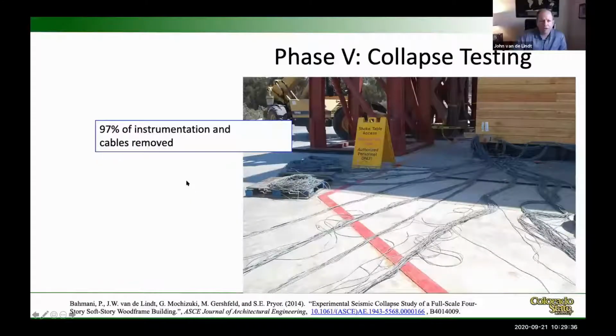So I want to jump to collapse testing. We tested 4 retrofits, and those 4 retrofits were successful. The models were pretty good predictors, and for this, we had about 350 channels of instrumentation, and removed 97% of that instrumentation, and you can see this occurring here. And so we had some what we call sacrificial instrumentation that stayed in the building.